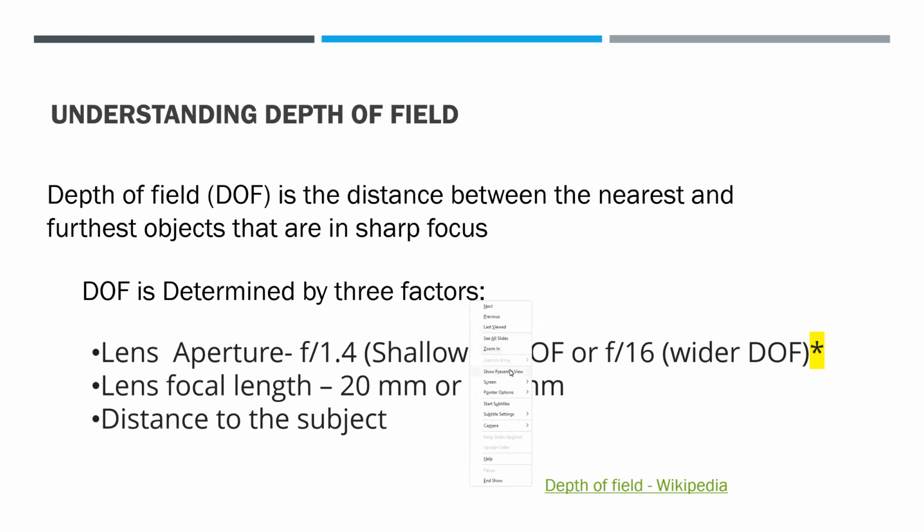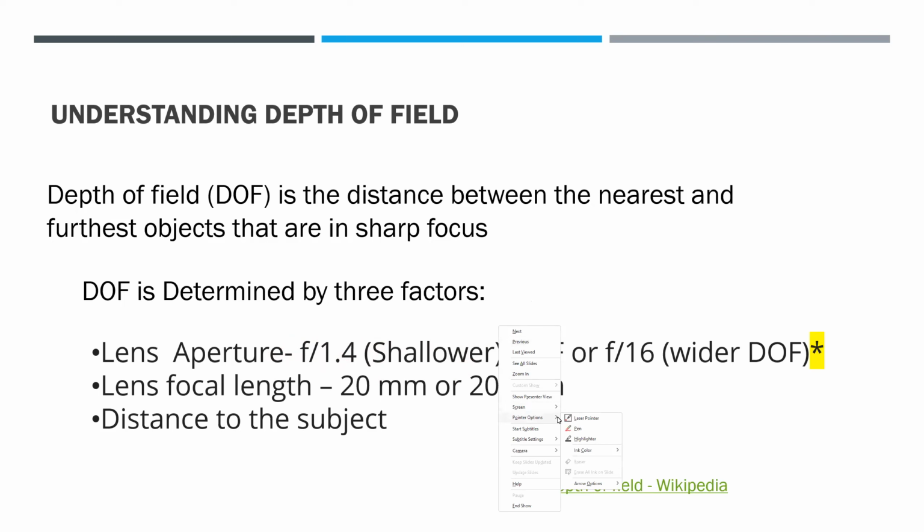I don't know if anybody knows this, but if you right click on this, you can get my pointer. You see my laser? Yeah, cool? That's good. Or you can actually get a pen. So that's nice also. It's just a right click. I pick laser pointer, and I just unclicked it.